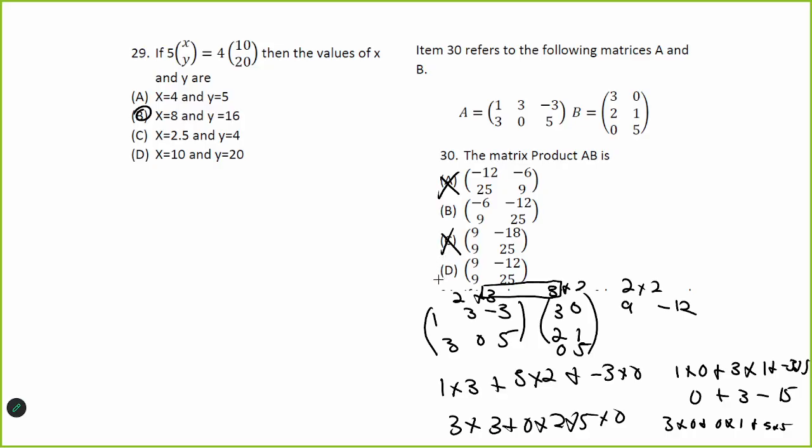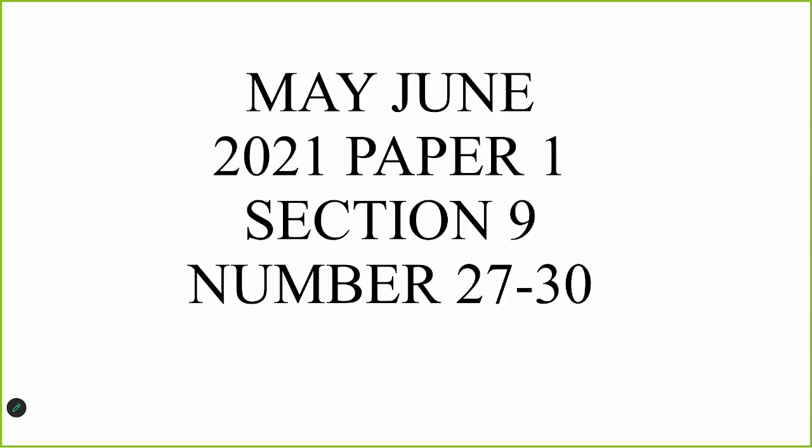So you're looking for 9, negative 12, 25, and when we multiply this, we got 9. Hold on, this one doesn't even have negative 12 here, so the answer would be D. Through process of elimination, you didn't even need to do that last one, right? D would be your answer, and that is the end of January 2022.